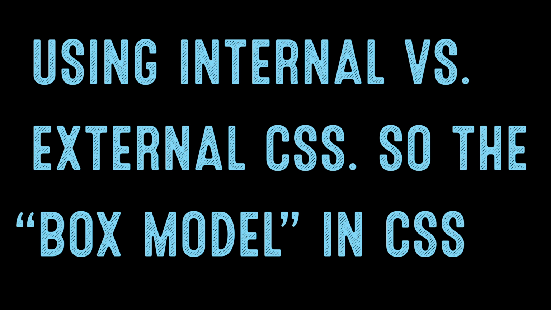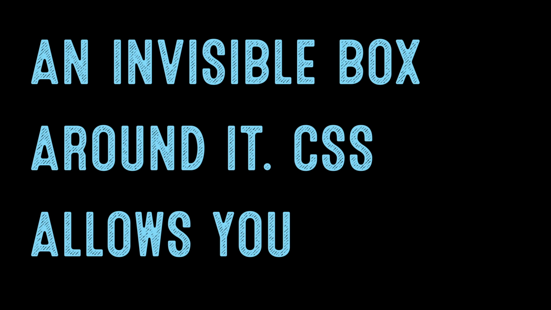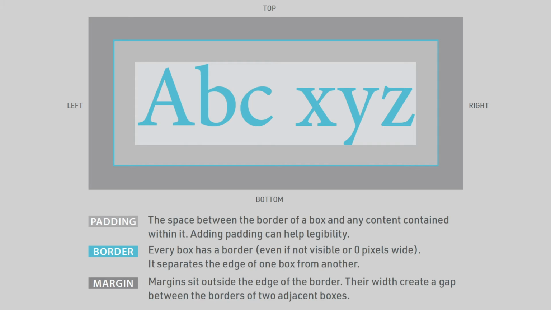So the box model in CSS means that each element is treated as if it has an invisible box around it. CSS allows you to create rules so that you can control the presentation of each individual box and its contents. This illustration shows an HTML element, a text element, with a border marked. The padding is the space from the border to the contents. Increasing the padding often helps the legibility. The margin is the space from the border to the next element, so widening the margin adds space between elements.